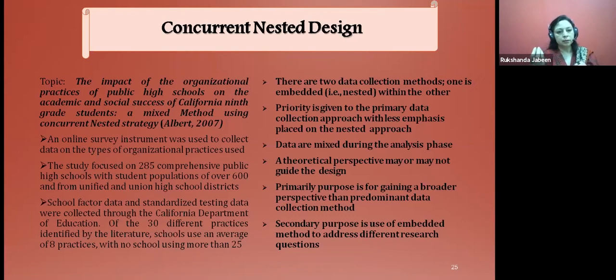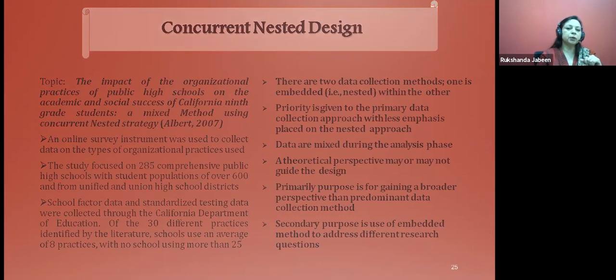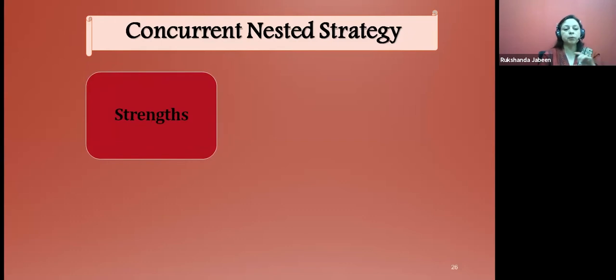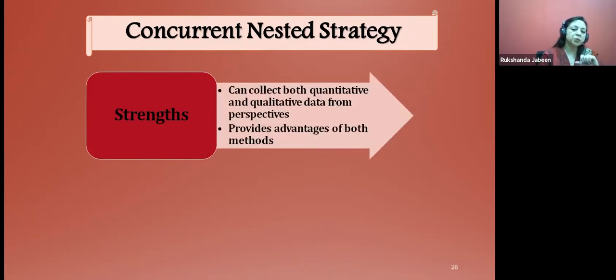It's a lesser content in quantity as compared to the quantitative. The secondary purpose is the use of embedded to address different research questions. As I said in the beginning, if you find that your study has two research questions and one of them cannot be addressed through one of the methods, then you go for the concurrent or maybe the research strategy. Now, what are the strengths?